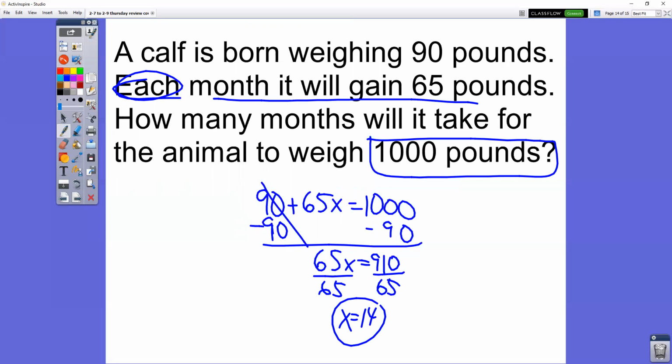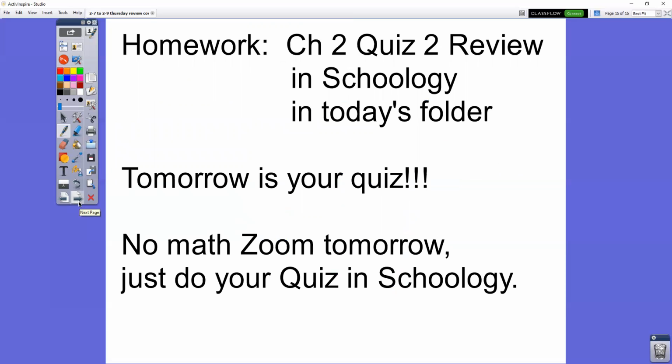There's a couple things that I want to show you. All right. Your homework tonight is the Chapter 2 Quiz 2 review in Schoology. You can find that in today's folder in your math section. Tomorrow is your quiz. All right. There is no math Zoom tomorrow. All right. I'm taking the day off tomorrow. So there is no math Zoom tomorrow, but you need to do your quiz in Schoology.